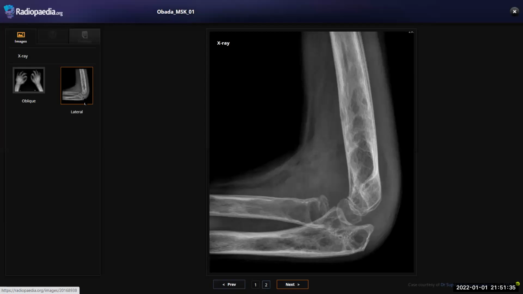This is the elbow of this patient, who also has pain in the elbow. This is a lateral projection radiograph of the elbow of the same patient, in which I can see these diffusely scattered intramedullary lucent lesions involving the distal humerus, proximal ulna, and radius. I cannot see any cortical break. I can also see some periosteal reaction.